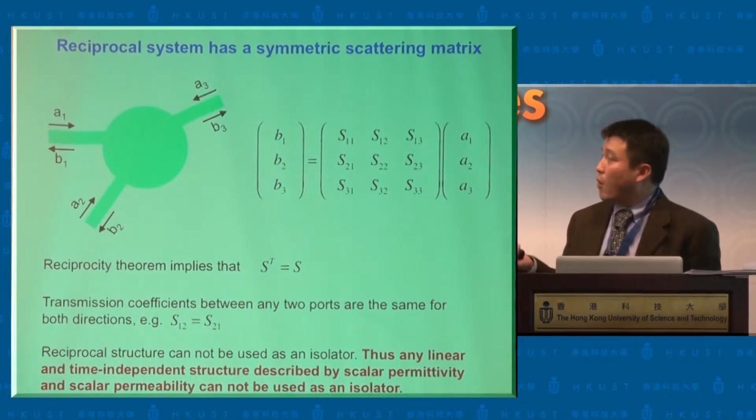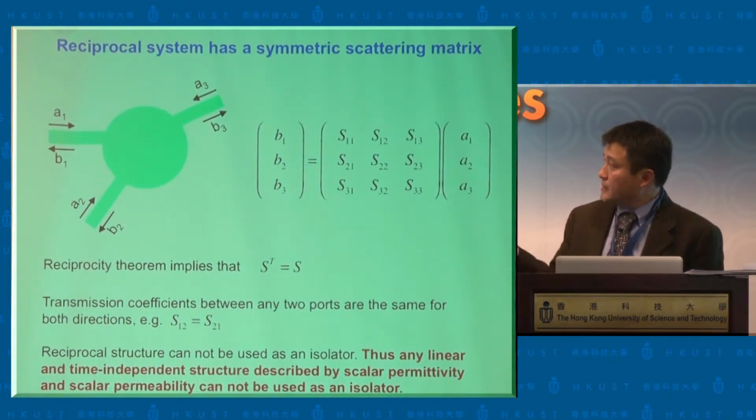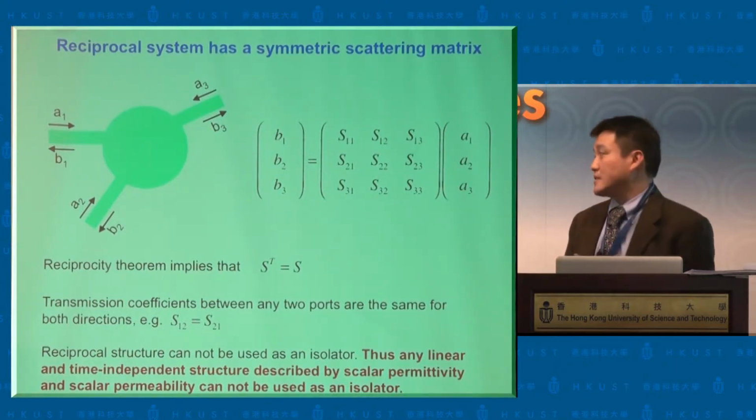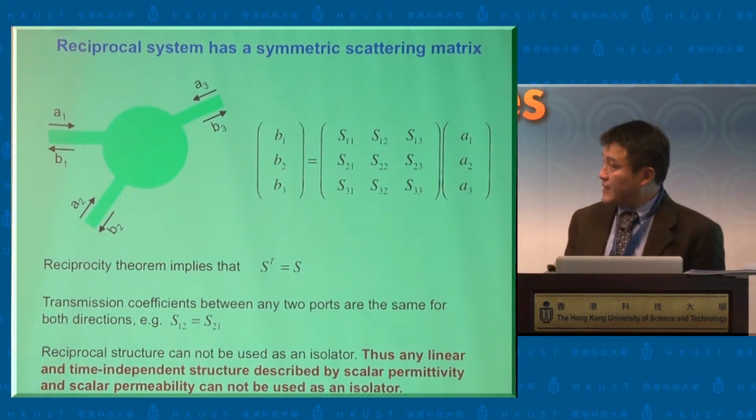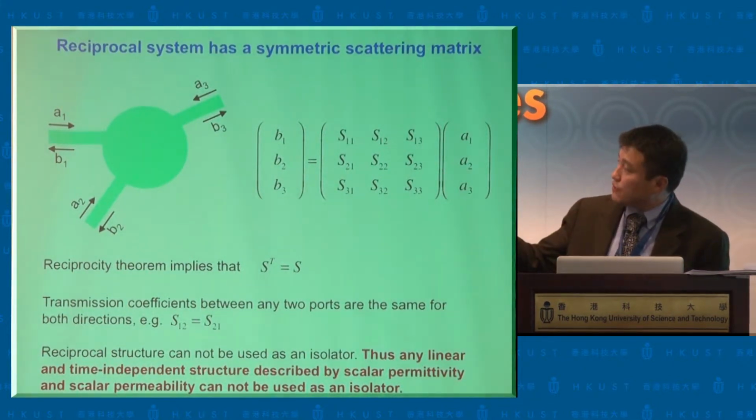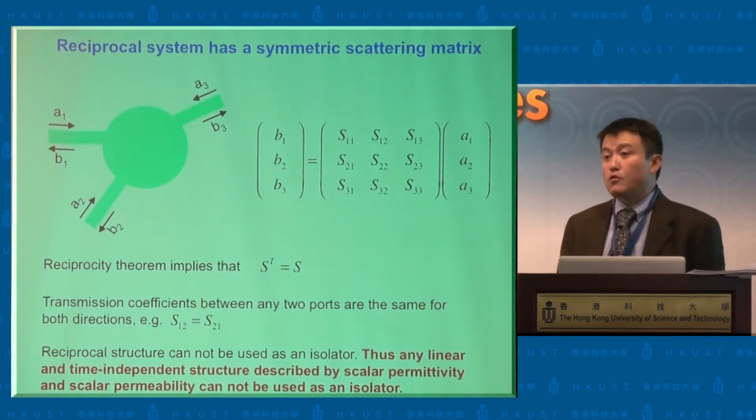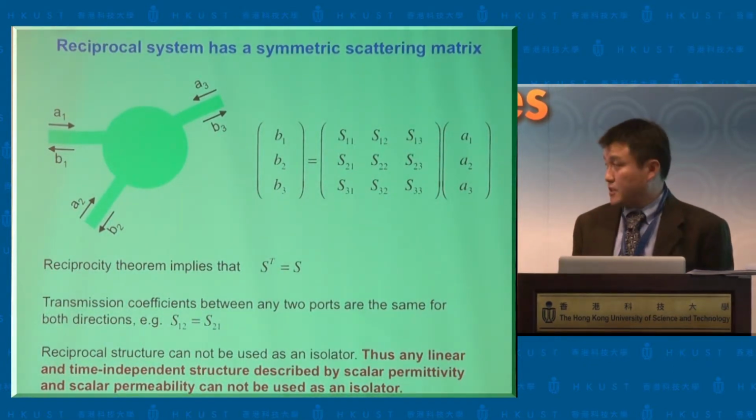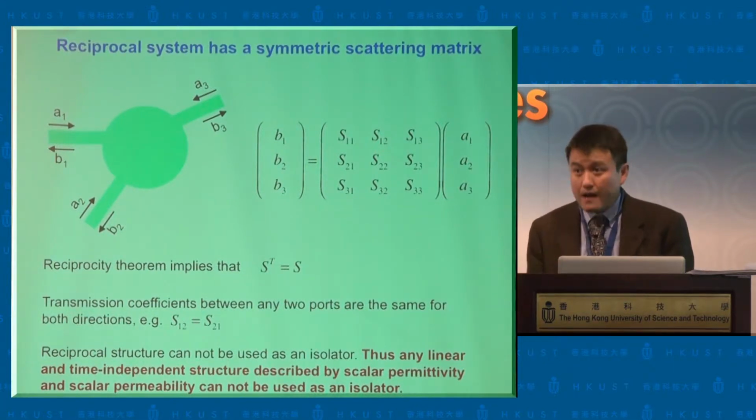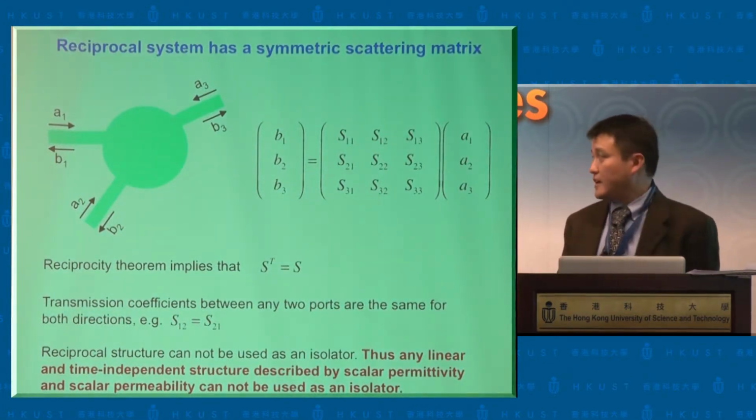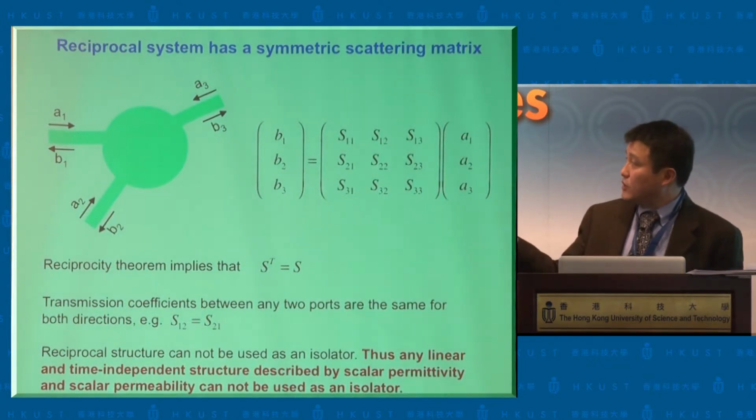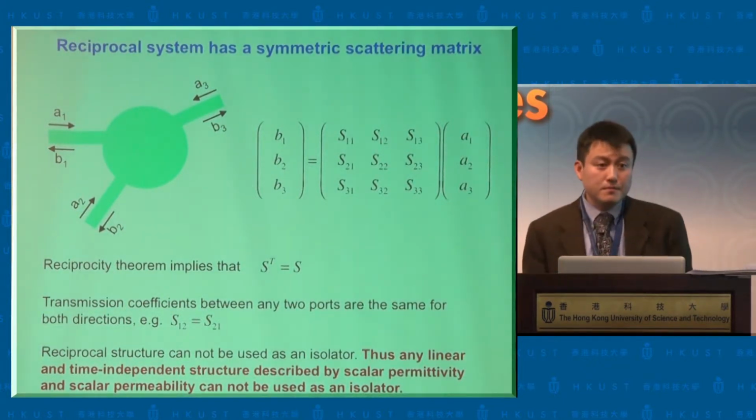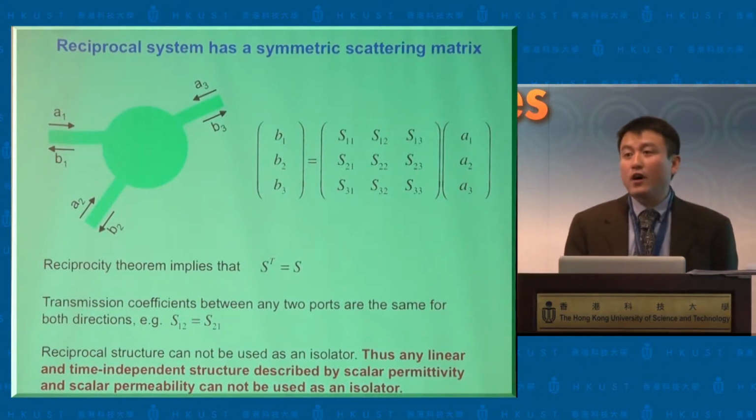One of the important points about any reciprocal system is that it has a symmetric scattering matrix. Suppose you have a 3-port network, and you look at the transmission coefficient from here to there, and the transmission coefficient from there to here. If it were a reciprocal system, these two transmission coefficients have to be equal in both amplitude and phase. And if you need to create an isolator structure, you need a non-symmetric scattering matrix.